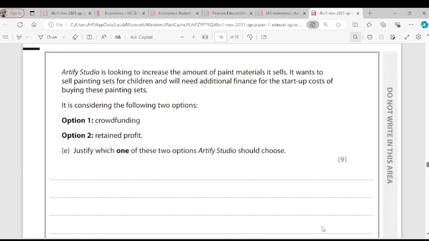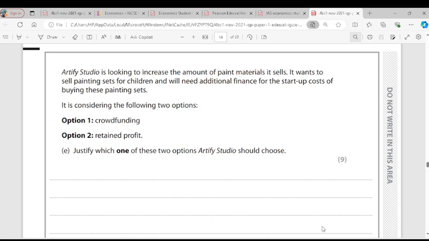Artify Studio might use the profit it makes from last year and put it into the business this year for the new painting. This means that Artify doesn't have to pay interest, so whatever money it makes is an additional profit for the business. No interest will be paid. But the problem about retained profit is that it might not be enough to purchase the new art paints.